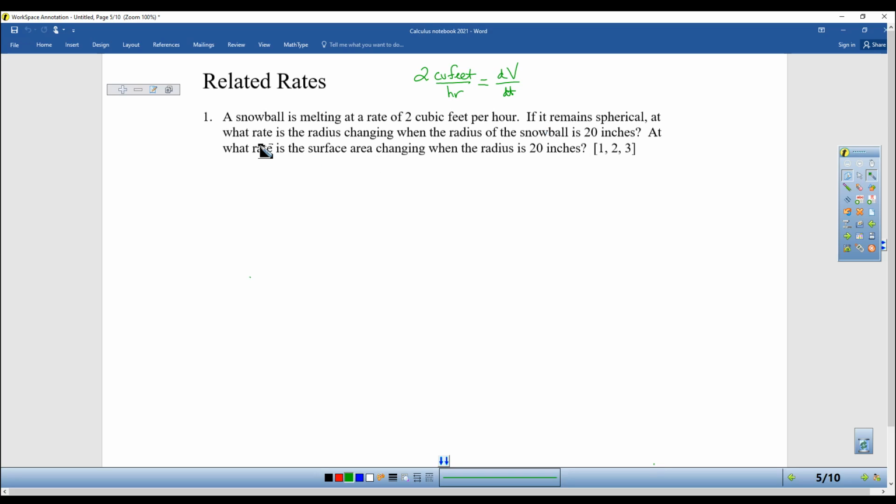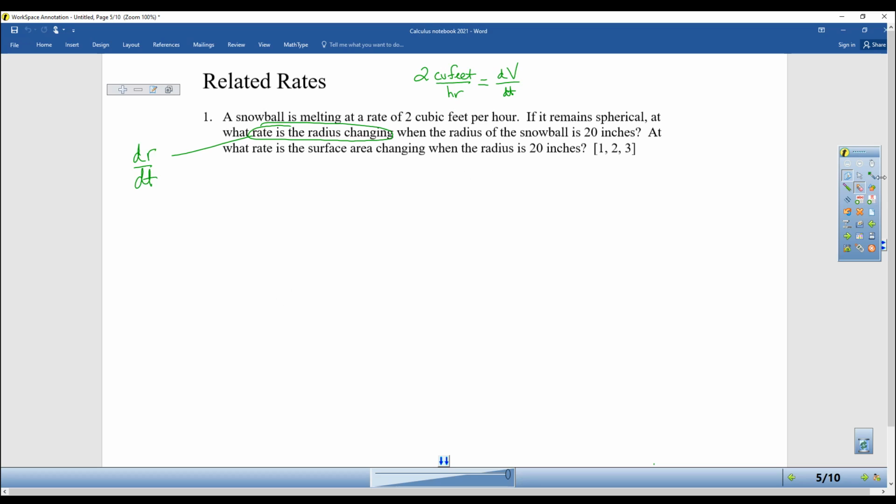If it remains spherical, at what rate is the radius changing? So we're talking about the radius, but we're talking about its rate of change. So we're going to call that dr dt. So your first step is to go through and identify the variables that you're looking at.